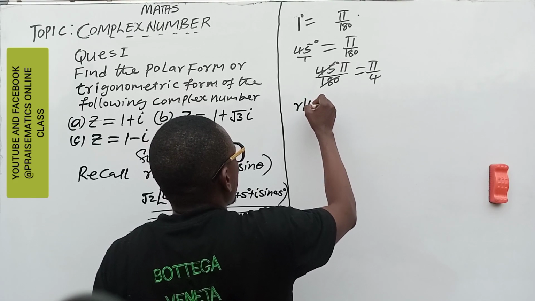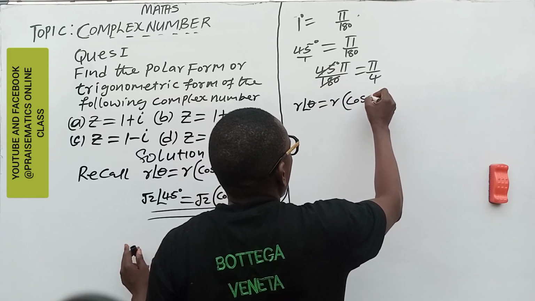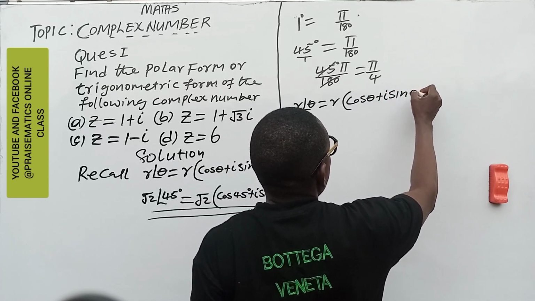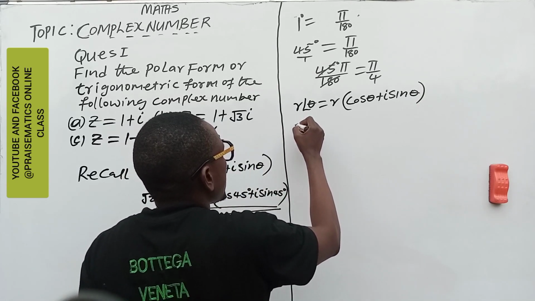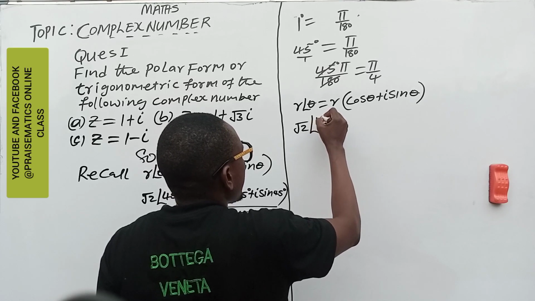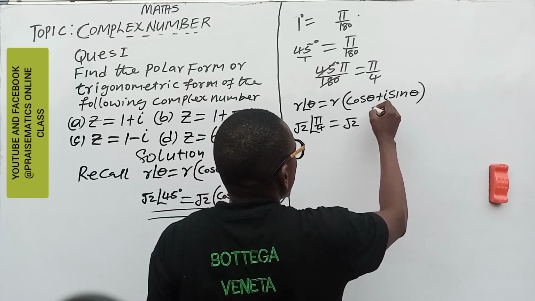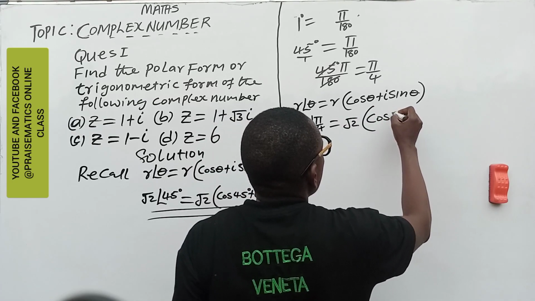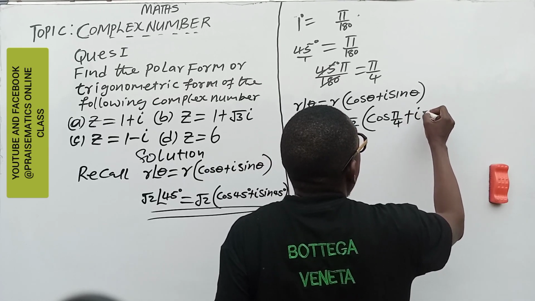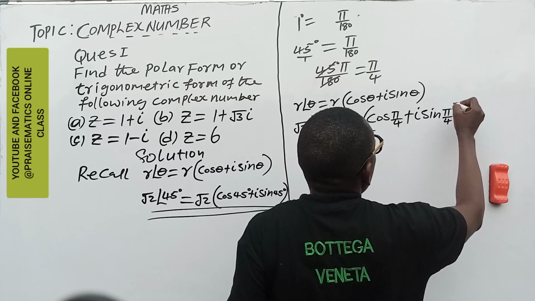So from this question now, we can have this as r theta, which is equal to r into cos theta plus i sine theta. So we can have this now as our r, which is root 2 into pi over 4, equal to root 2 into cos pi over 4 plus i sine pi over 4. And that is the answer.